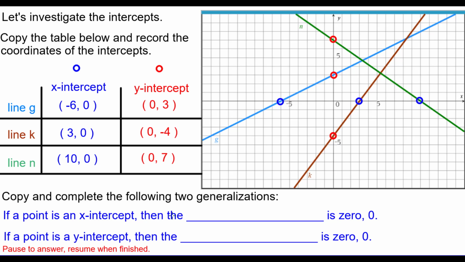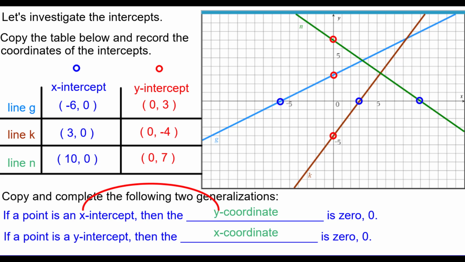So we'd like you to copy and complete the following 2 generalizations. Pause to answer, resume when you're finished. So if a point is an x-intercept, then the y-coordinate is 0. If a point is a y-intercept, then the x-coordinate is 0. And you'll see that if it's an x-intercept, y equals 0. If it's a y-intercept, x equals 0. Kind of just backwards.